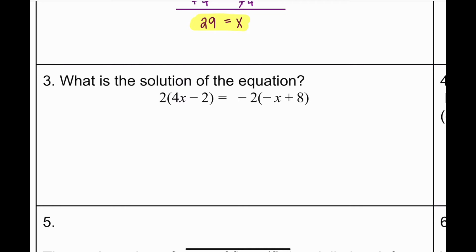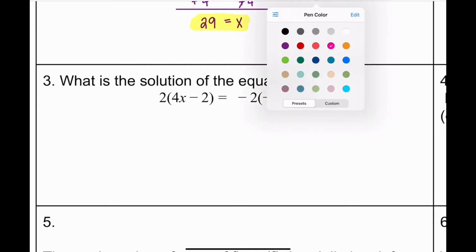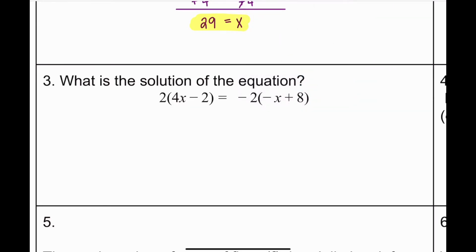Here's an explanation of how to do number 3. First, we need to eliminate parentheses. So we'll take the number in front of the parentheses and distribute it or multiply it by each term in the parentheses. So 2 times 4x is 8x. 2 times -2 is -4. Bring down the equal sign.